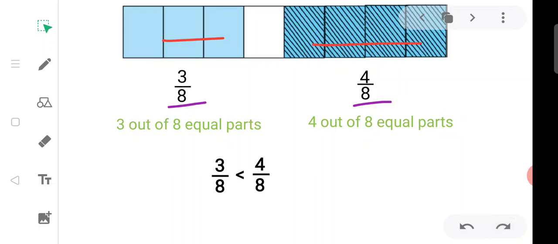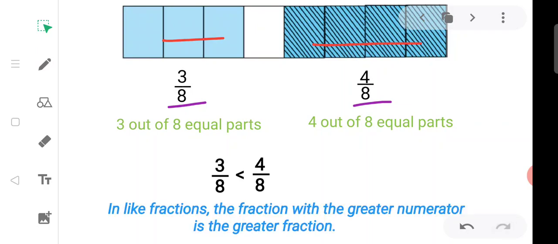Once again, see, the denominators are the same. That means they are like fractions. Then the fraction with the greater numerator is the greater fraction. So when we compare fractions, we need to check only the numerator if the denominators are the same, meaning like fractions. So in like fractions, the fraction with the greater numerator is the greater fraction.